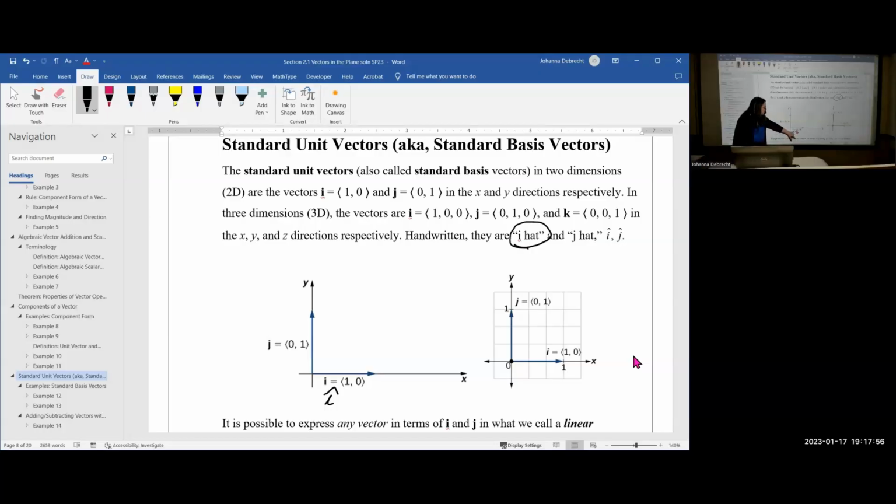We draw the i with a little caret symbol on the top of it, and we call this i hat. It's actually a vector, right? So i hat is a vector of length 1 that terminates at (1, 0). j is the one that terminates at (0, 1), and we would call this j hat, which of course is the vector j terminating at (0, 1). So you can see the vectors here on two different things, one on a grid, one not.